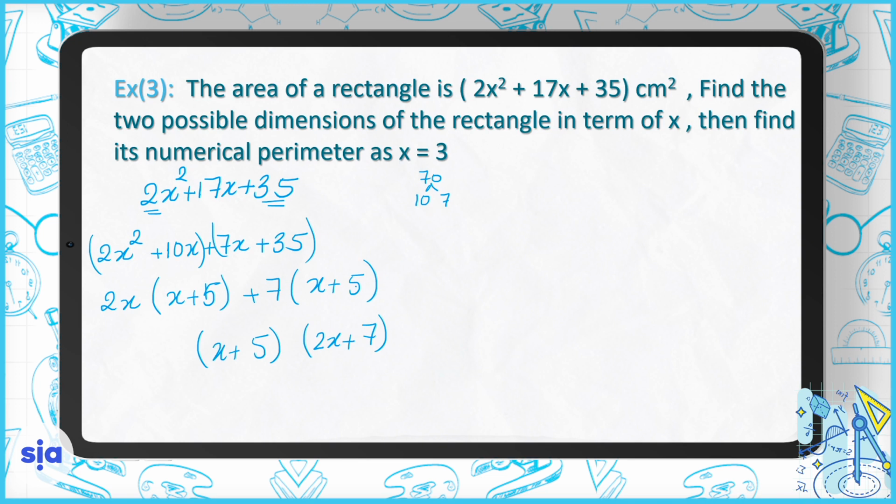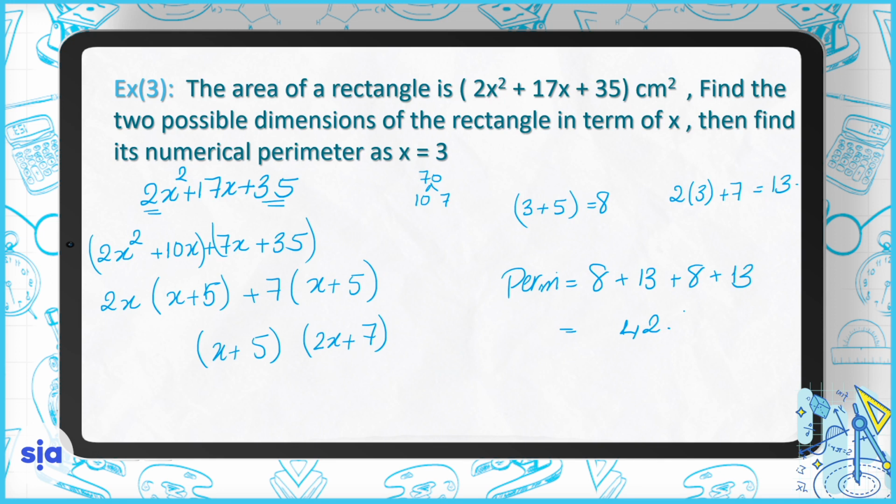The question now wants us to find the perimeter if we substitute x by 3. So the two sides of the rectangle are 3 plus 5 as x plus 5, so they are 8, and the other one, which is 2 times 3 plus 7, which is 13. So the perimeter of the rectangle is 8 plus 13 plus 8 plus 13, so it's 26 plus 16, which is 42 centimeters, or whatever unit length that you have. Actually, it is centimeters because the area was in centimeters squared.